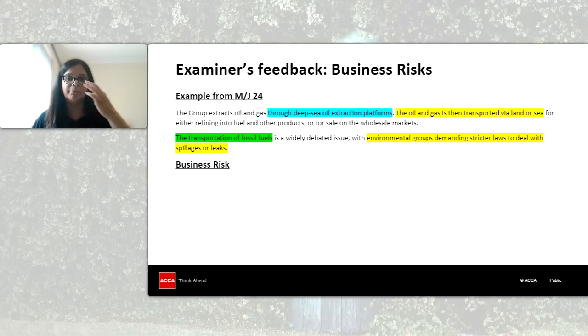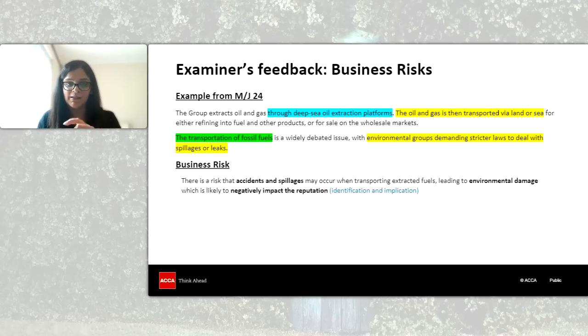Now, just to give you an example, and I want you to just take a few seconds to read through this. Again, an extract from the same case study. So the group extracts oil and gas through deep sea oil extraction platforms. This is then transported via land or sea. The transportation of fossil fuels is a widely debated issue, with environmental pressure groups demanding stricter laws to deal with spillages or leaks. Now, the answer pretty much is there, and so the risk is there could be a potential leak, but you need to then convert this into a 2-mark answer.